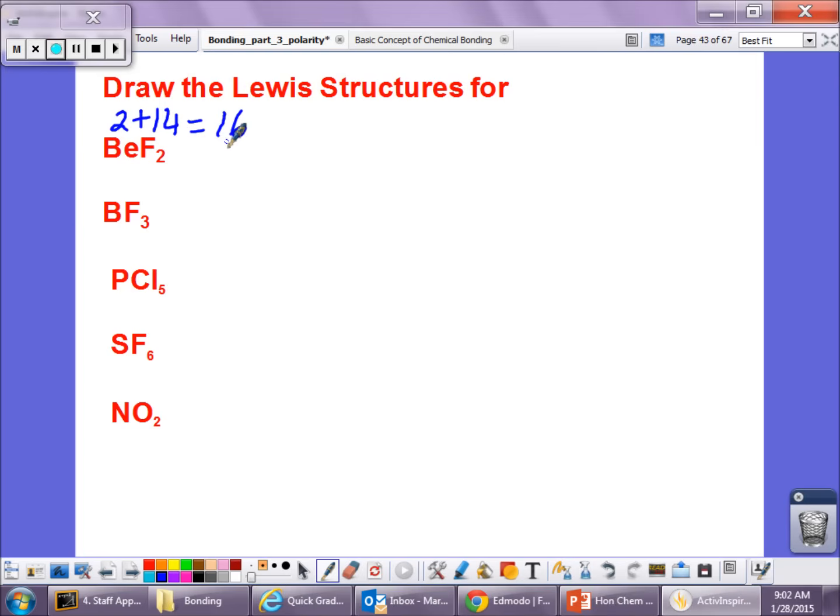My central atom is beryllium because it's the least electronegative. And whenever you have only one atom and 2 or more of the other one, that one will be central. So I have beryllium and I have 2 fluorine. I just put them as far from each other as possible. I connect them by a single bond only. I should always start with single bonds.